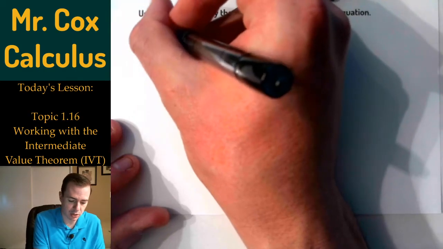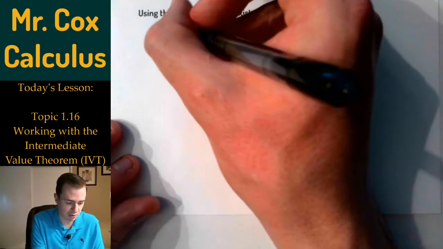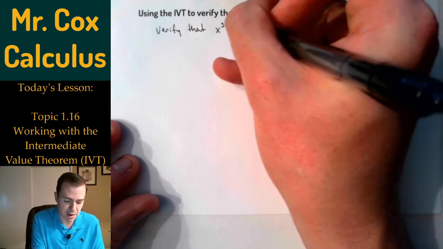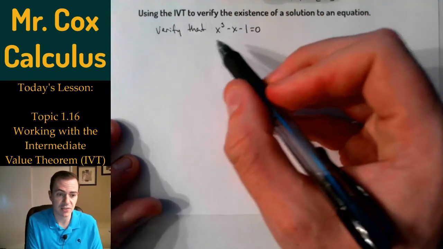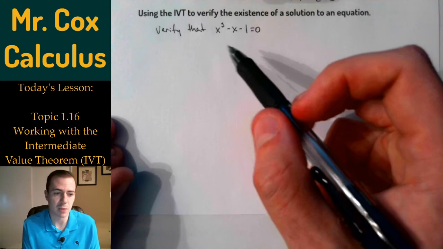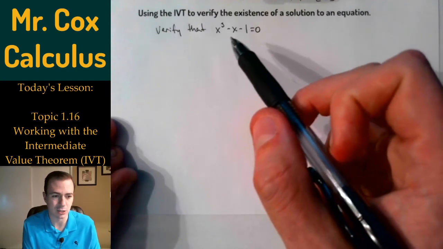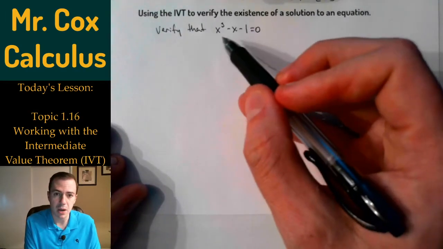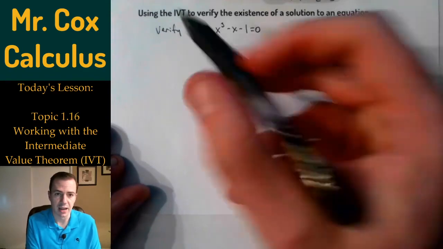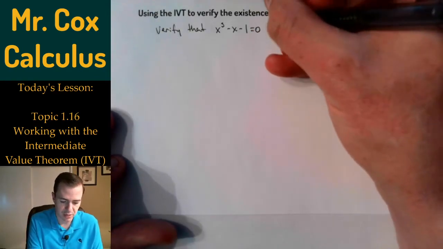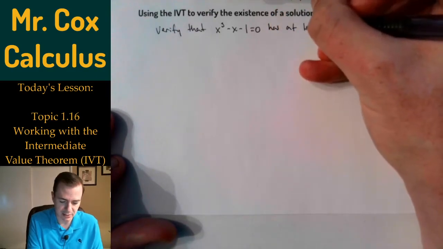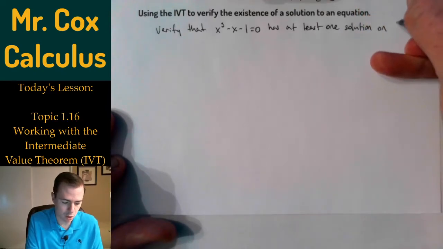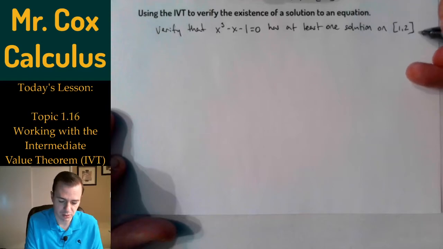So let's verify that the equation x cubed minus x minus 1 equals 0. So I have this cubic function equal to 0, which, by the way, I really don't have a great solving technique for. It's not like I can just isolate a variable and get an x equals answer. But I can use this idea of the intermediate value theorem and show that that equation has at least one solution on the closed interval from 1 to 2.